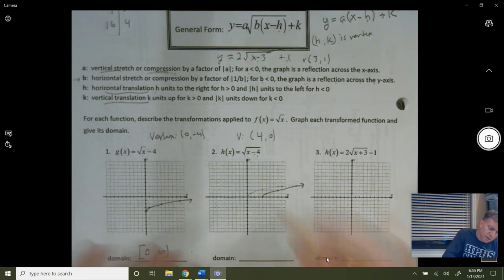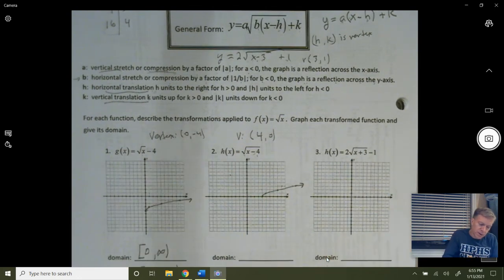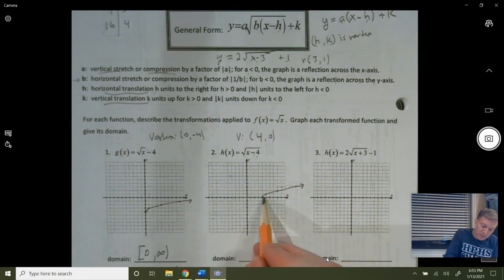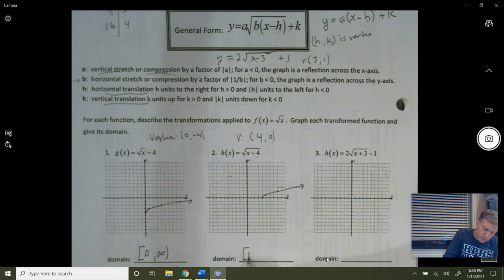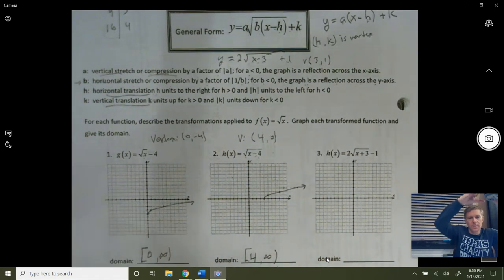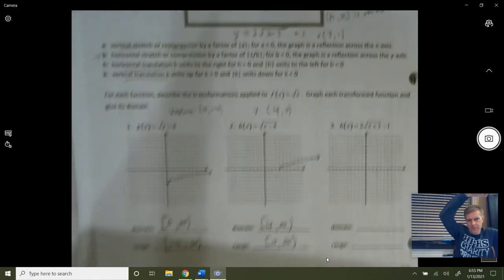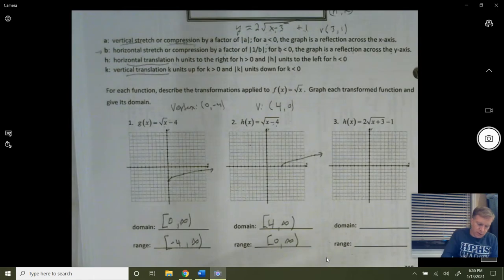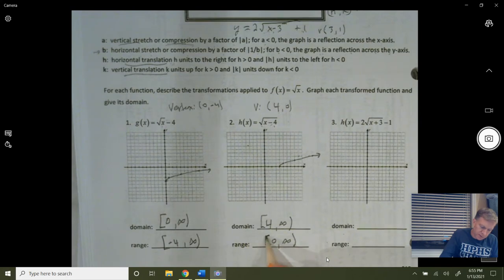Okay, and if you want, erase your parent function. Your domain, x is always going to be bigger than 4. There's no graph over here. So domain is 4 to infinity. Y value is always greater than 0. So 0 to infinity. Y value is 0, including 0 and up to infinity.